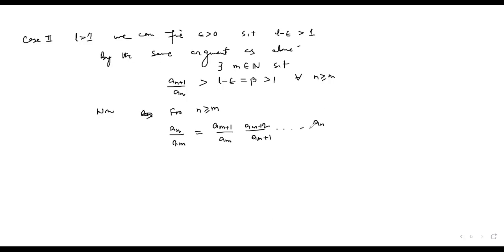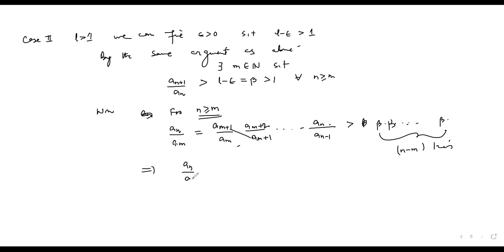I will reach n, and in the denominator I would have a_{n-1}. All of this, because these terms cancel, what remains is a_n by a_m. But since n is bigger than or equal to m, this condition applies. So this should be bigger than L minus epsilon, rather beta. Beta how many times? Same idea as before. So it is n minus m times, which implies that a_n by a_m is bigger than beta raised to power n minus m for all n greater than or equal to m.